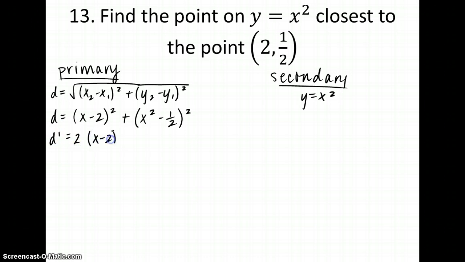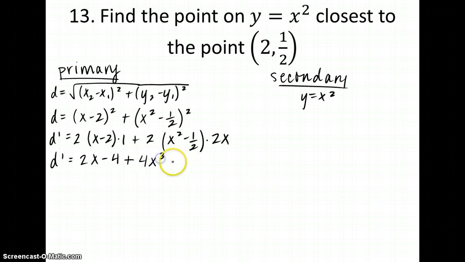So using power rule, and then chain, derivative of the inside is 1, plus 2 times (x squared minus 1/2), times the derivative of the inside here, which is 2x. Now at this point, I did distribute. 2 times 2 gives me 4x. Distribute a 4x in here. I get 4x cubed minus 2x. Now this is already your derivative.